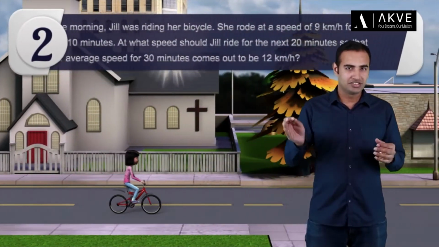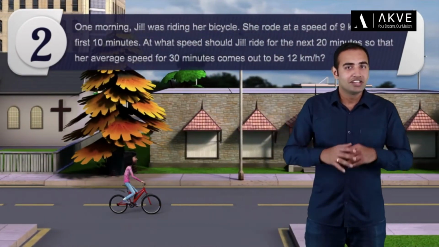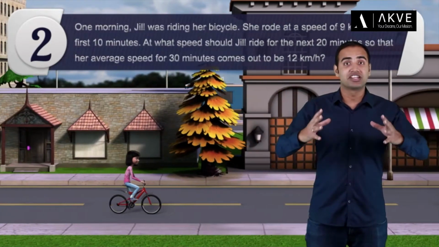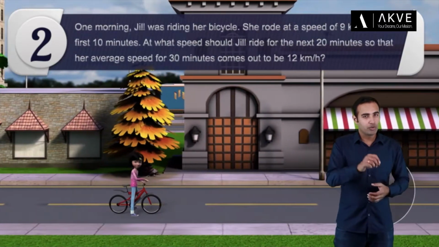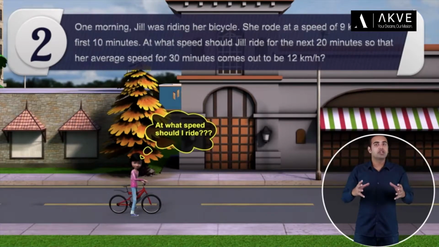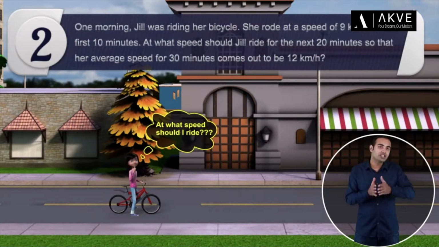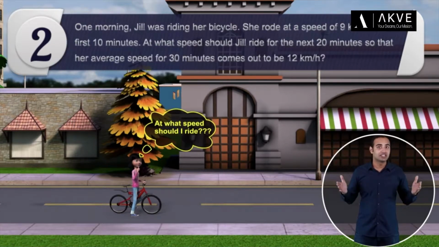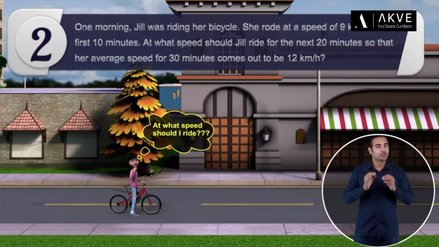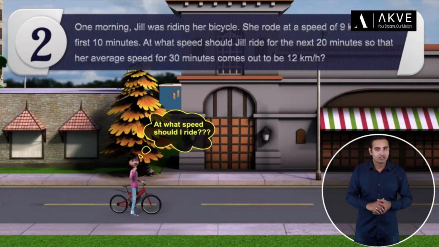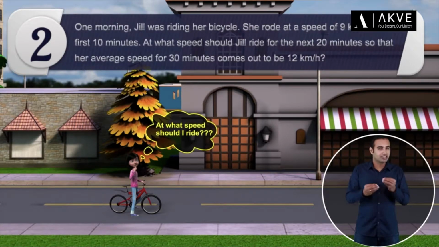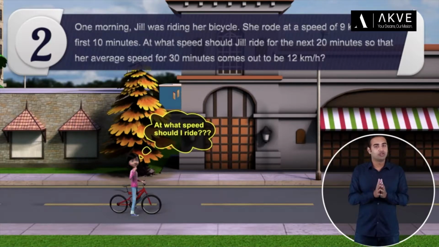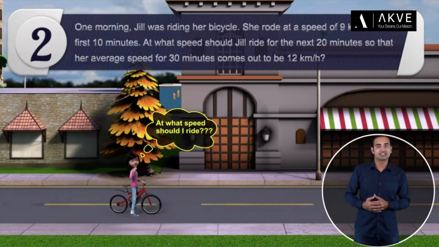So one morning, Jill was riding her bicycle. She rode at a speed of 9 kilometers per hour for the first 10 minutes of her journey. Now the question is that at what speed should Jill ride for the next 20 minutes so that her average speed for the entire journey comes out to be 12 kilometers per hour. Now the language of the question might appear a little difficult to some of you, but the question is really easy to solve. So I want you to take some time and try getting the right answer.